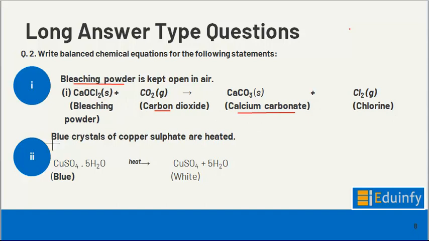Next is blue crystals of copper sulfate are heated. Blue crystals of copper sulfate are hydrated copper sulfate, CuSO4 with 5 molecules of water. When this is heated, it forms copper sulfate, that is white copper sulfate, and 5 molecules of water. So this is a balanced equation.